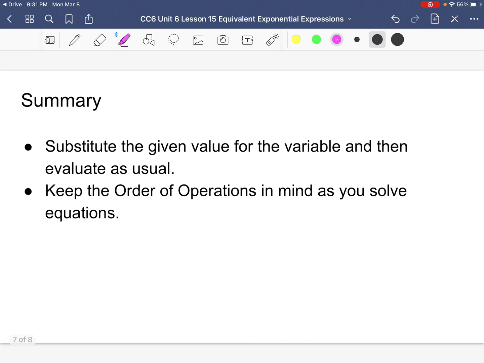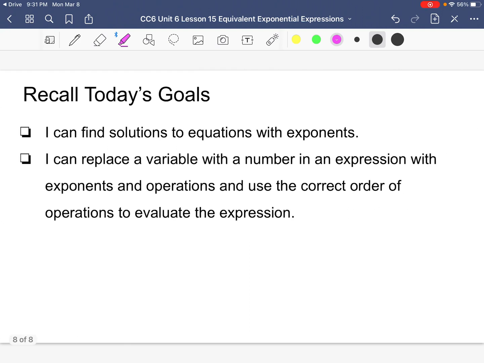So to summarize, substitute the given value for the variable and then evaluate as usual, and always keep the order of operations in mind as you solve equations. So today you saw how to find solutions to equations with exponents and you saw how to replace a variable with a number and then to use the order of operations to evaluate the expression. And that's the end of today's lesson.